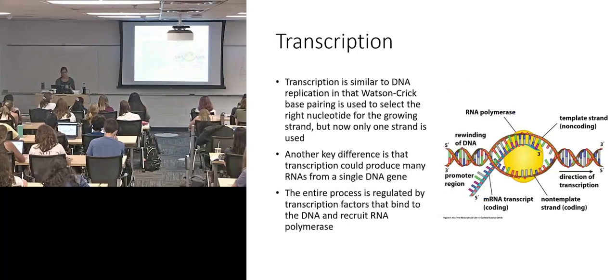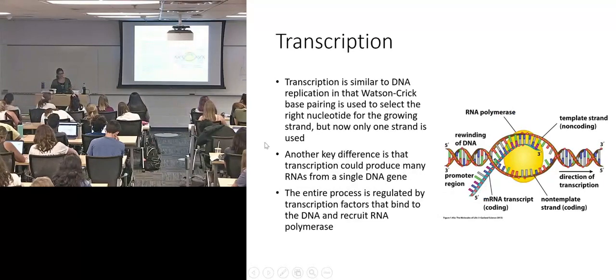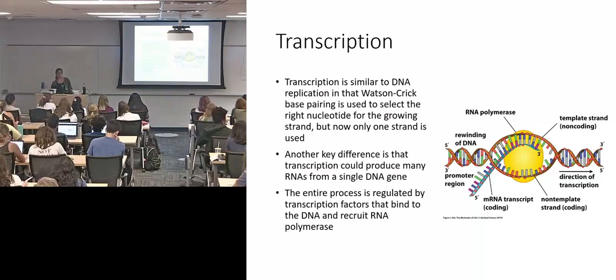Okay. Transcription, we'll stop here and look at it in a little more detail. It's similar to DNA replication because it ultimately boils down to base pairing for that growing strand. However, there's a little bit of difference between replicating DNA and making RNA from DNA. The entire process is regulated by transcription factors that bind to the DNA and then recruit an RNA polymerase in. Again, this is a far oversimplified view of what this complex of interacting proteins actually looks like.